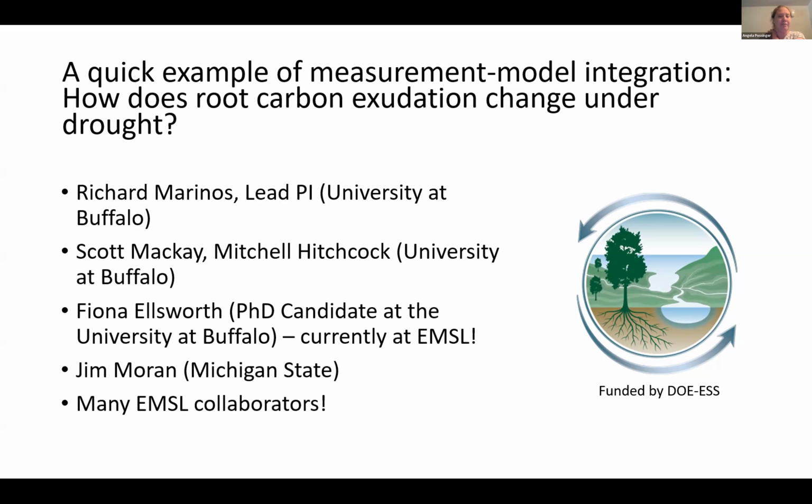He's at University of Buffalo, a variety of Buffalo collaborators. Jim Moran at Michigan State has been collaborating with us, and very many EMSL collaborators that I didn't want to list here. This is a little bit hot off the presses, and so I don't want to miss anybody, but many folks at EMSL are working with us to develop these measurements for this project.